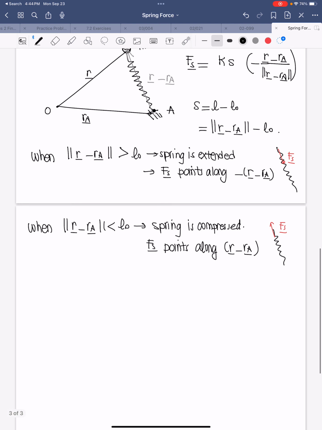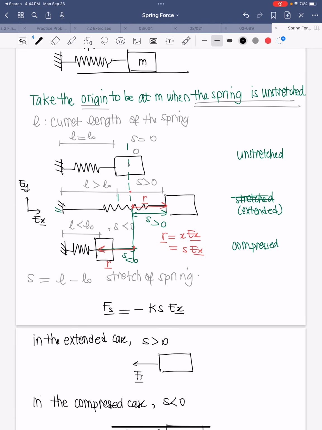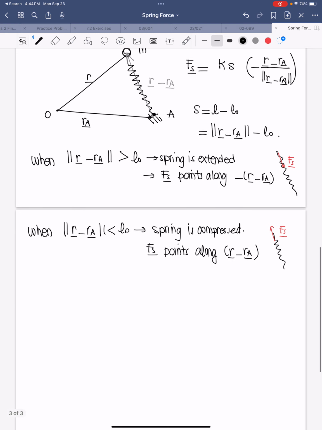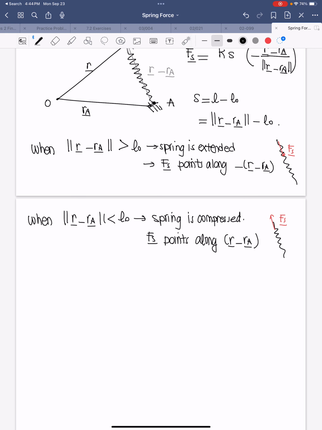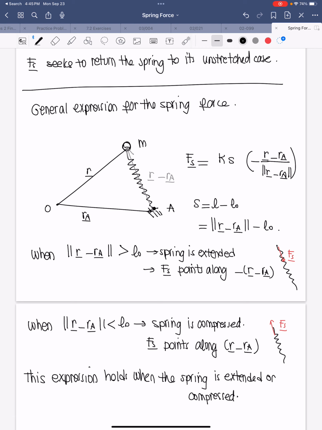So this equation is valid, and that's a good time to stop and actually think about it. You can think about it in this simple case, that this expression holds both when the spring is extended and compressed. So this expression holds when the spring is extended or compressed. Really, it holds in any configuration, even in 3D. So let me highlight this equation.